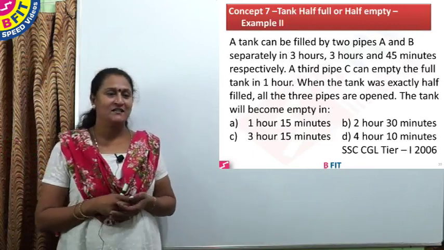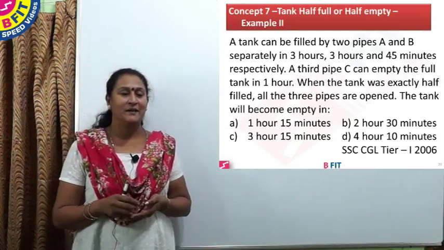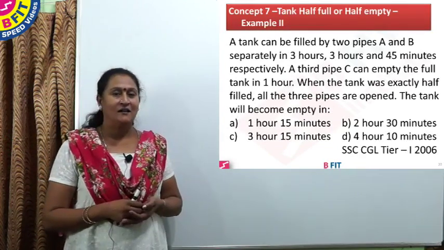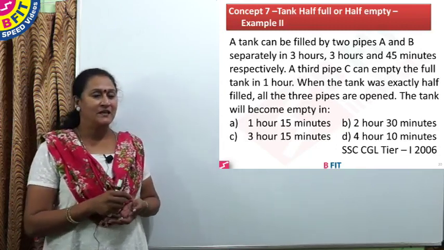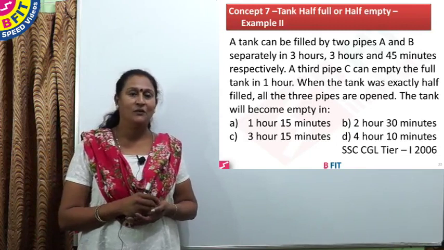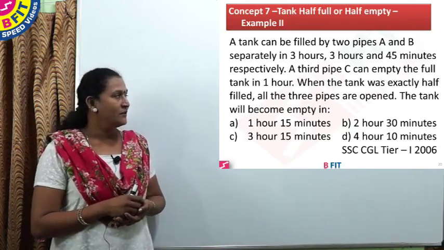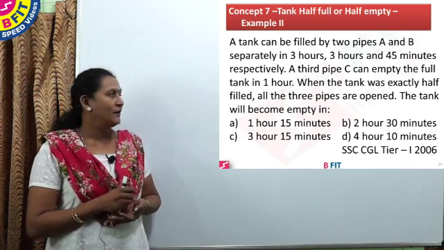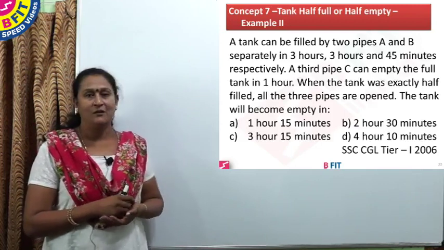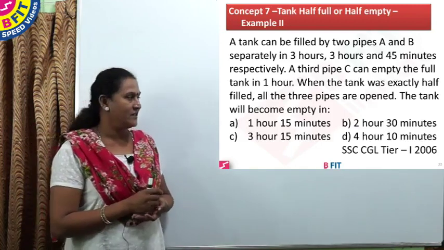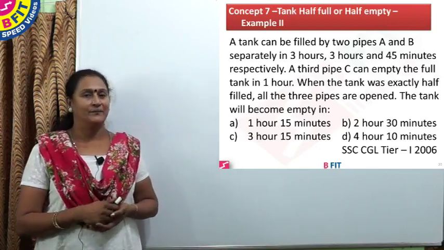The question is: a tank can be filled by 2 pipes A and B separately in 3 hours and 3 hours 45 minutes respectively. A third pipe C can empty the full tank in 1 hour. When the tank was exactly half filled, all the 3 pipes were opened. What will be the time taken for the tank to get emptied? This question was asked in SSC CGL Tier 1 2006. We'll see the working.